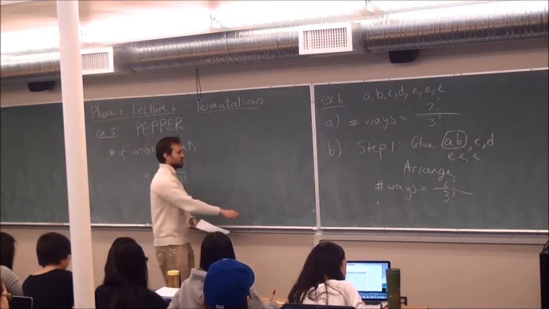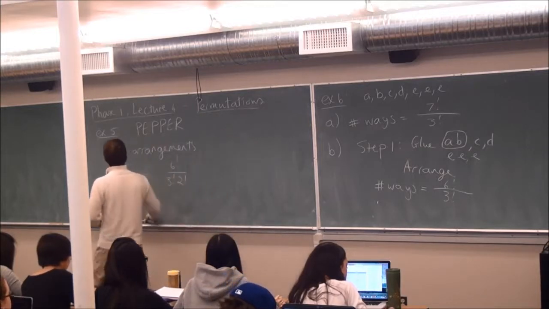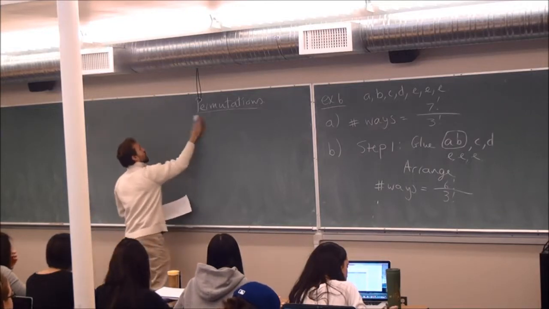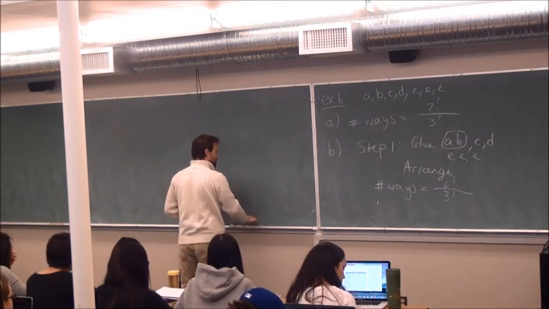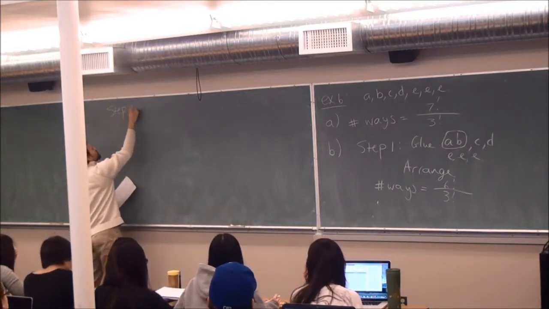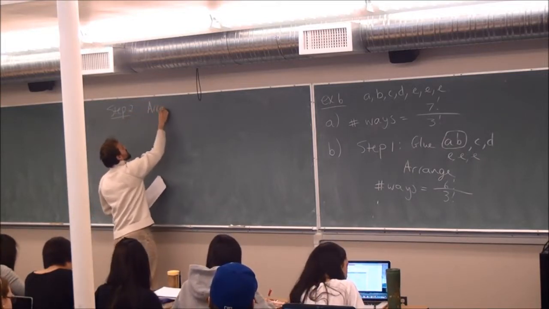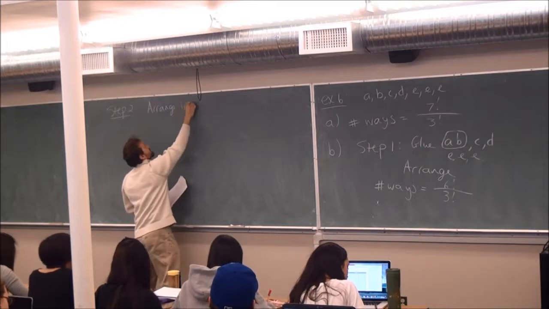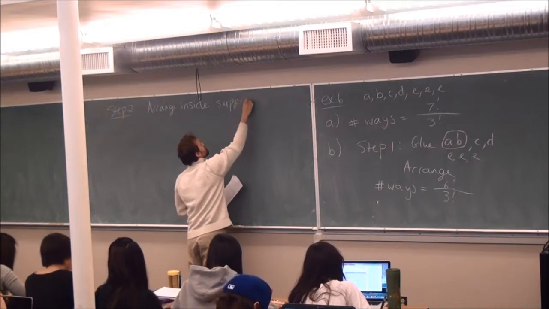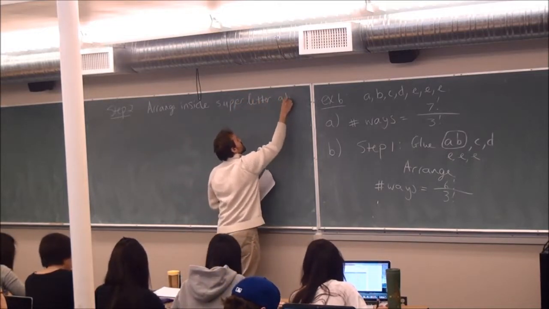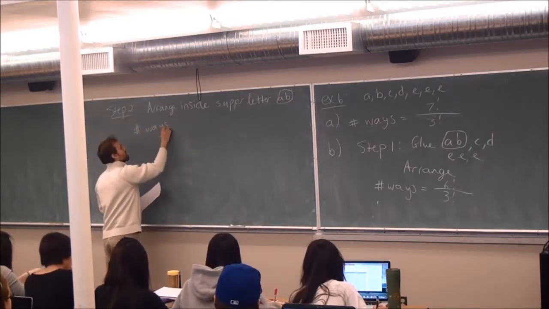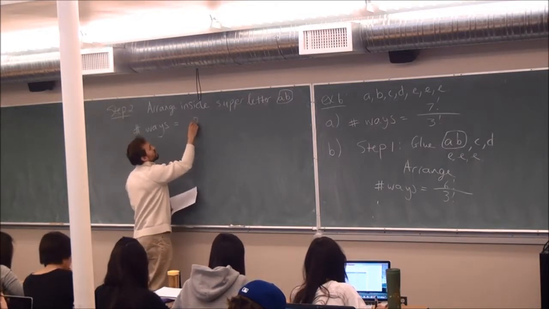I need to follow that by another step because, as you say correctly, what about the A and B? I just glued them together, but they don't have to be in that order. I glued them as A, then B, but that doesn't cover all the arrangements I can get. So I need to follow that by step two, arranging the letters inside the super letter AB. How many ways can I arrange two distinct letters? There are two of them.